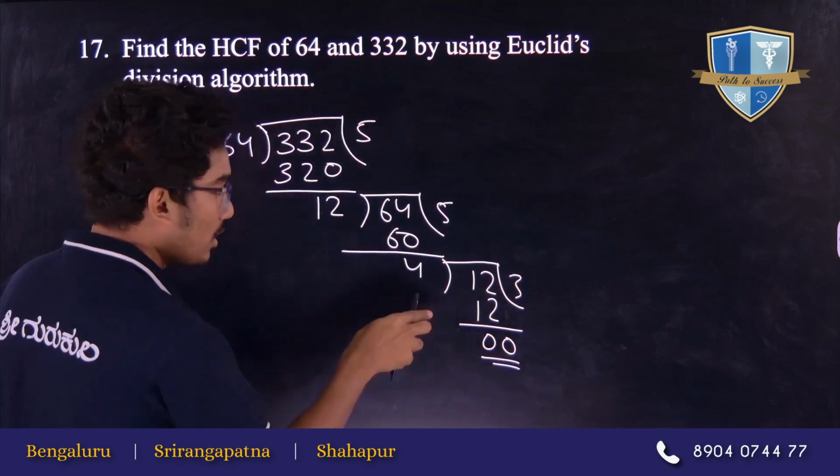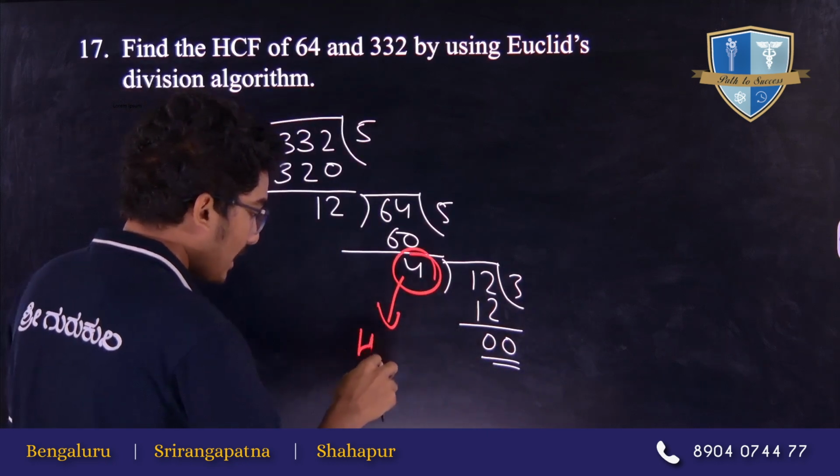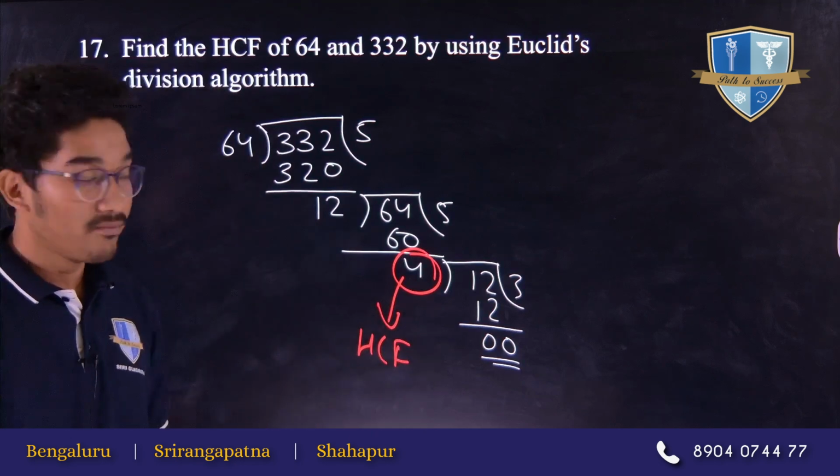So when remainder is 0, our divisor will be our HCF.